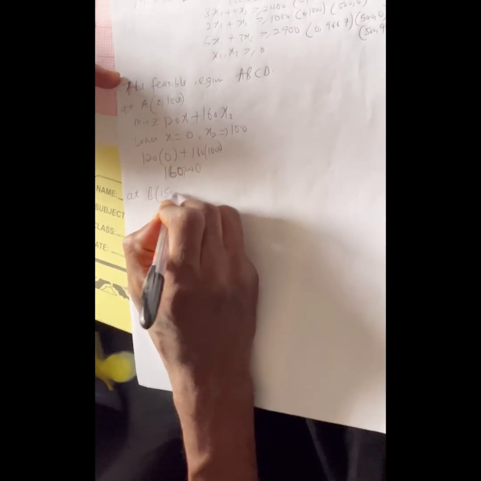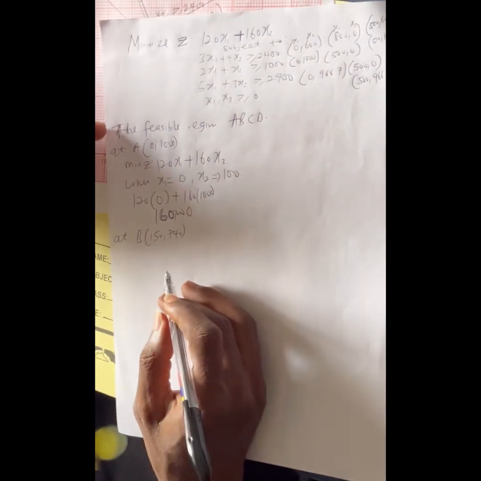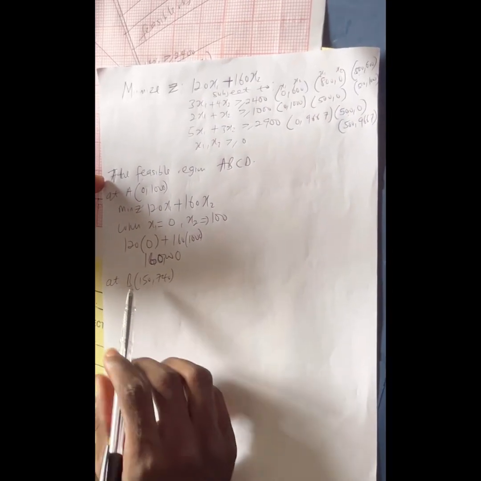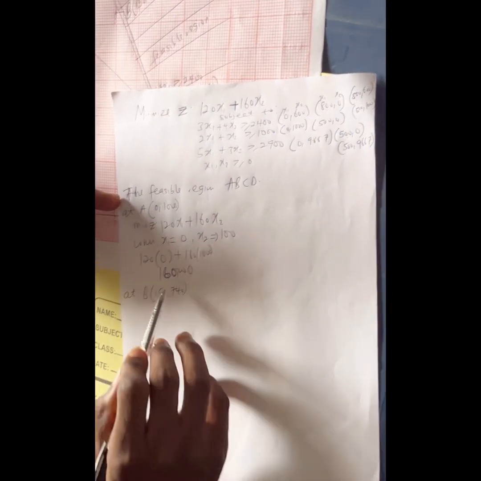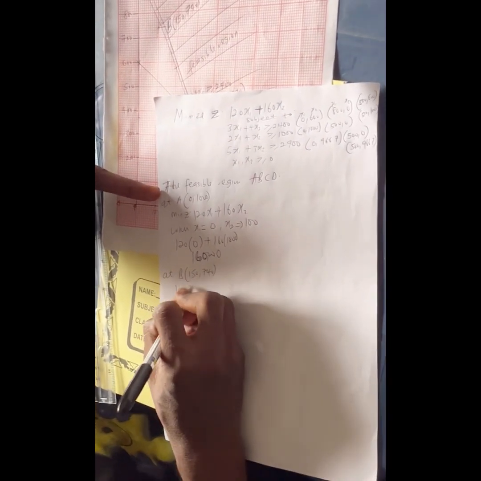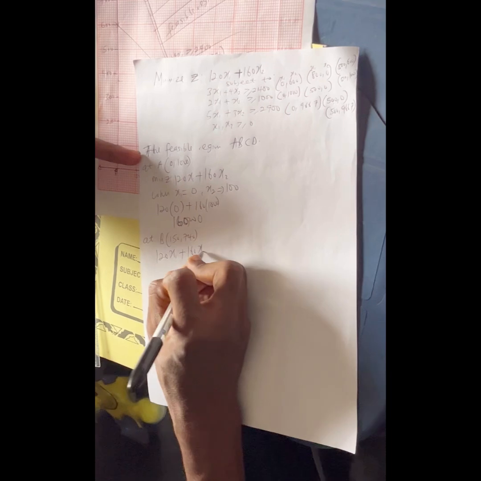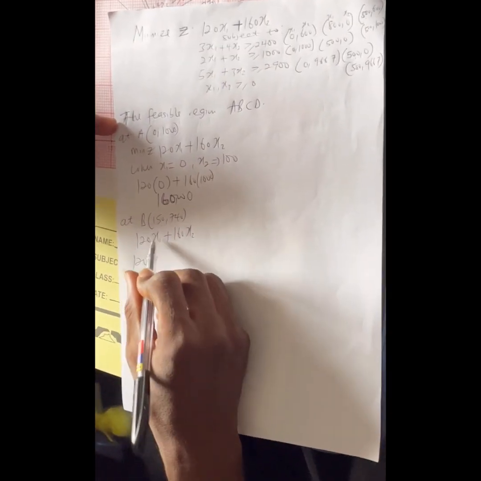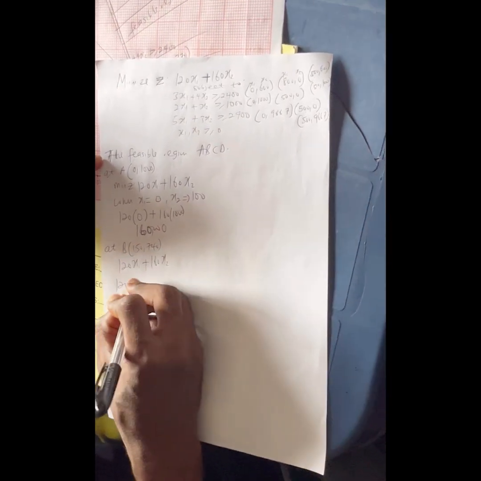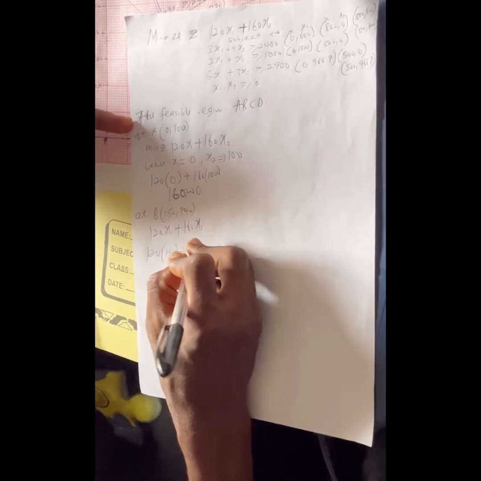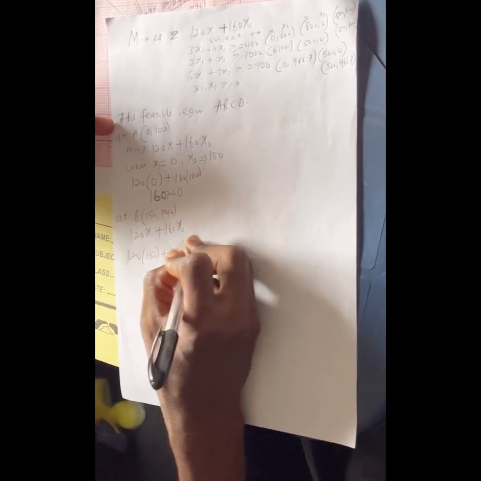So at B, what is my B? My B is 150, 740. So I have to put it into the objective function. So I'm going to have 120 x1 plus 160 x2. My x1 is 150 and my s2 is 740.